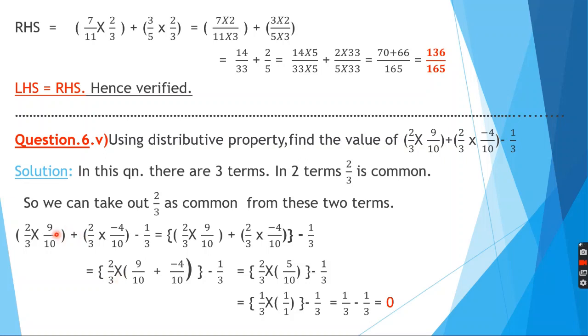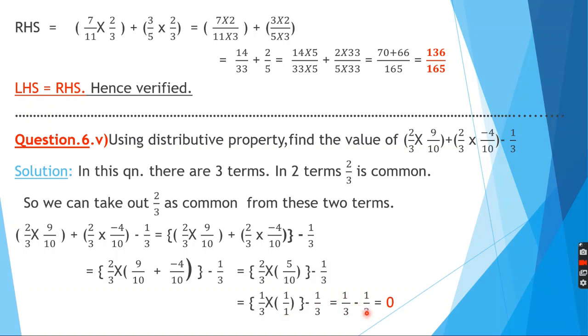2 by 3 into the 9 by 10 that is remaining there, plus minus 4 by 10 is there, minus the single 1 by 3. There is no 2 by 3. That is equal to 2 by 3 into 5 by 10 minus 1 by 3. When you simplify, we are getting it as 1 by 3 into 1 by 1 minus 1 by 3, because we are able to solve it again. Taking 2 by 3, 2 and 10 can be cancelled by 5. Therefore, 5 by 5, we are getting it as 1 by 1.